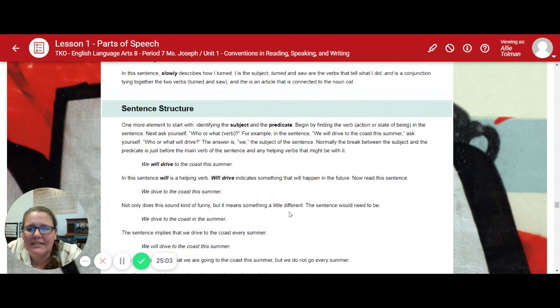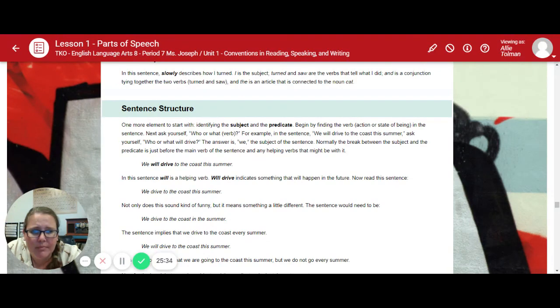Moving forward to sentence structure. One more element to start with, identifying the subject and predicate. Begin by finding the verb, action or state of being, in the sentence. Next, ask yourself who or what. For example, in the sentence, we will drive to the coast this summer, ask yourself, who or what will drive? The answer is we, the subject of the sentence.